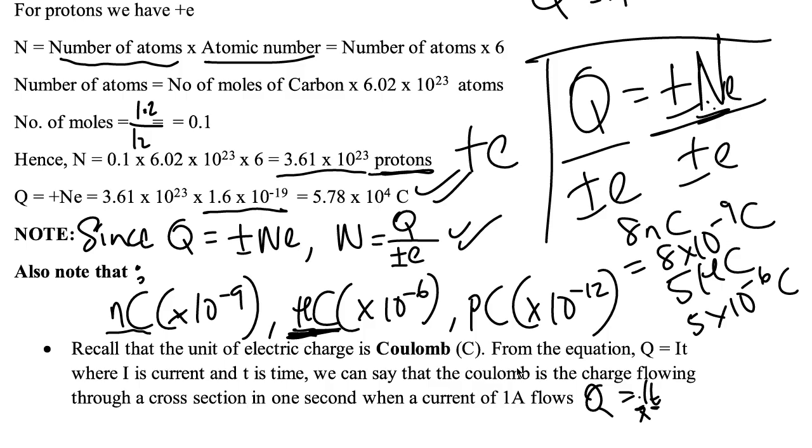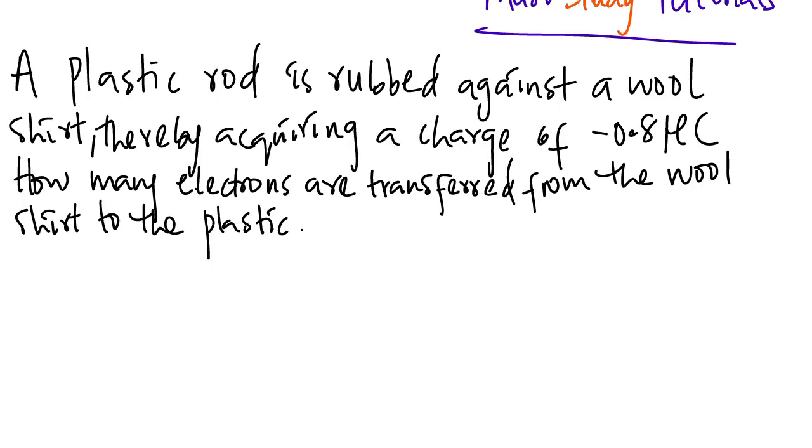But since we are looking at a coulomb, right? 1 coulomb, we are looking at 1 ampere and then in 1 second. The current times the time, which in this case by default is 1 second. So let's take this question and then this video comes to an end.